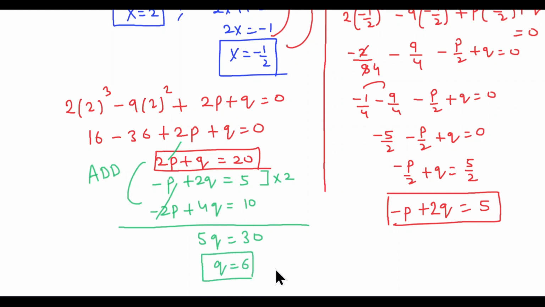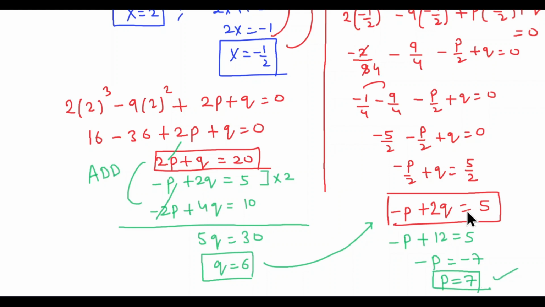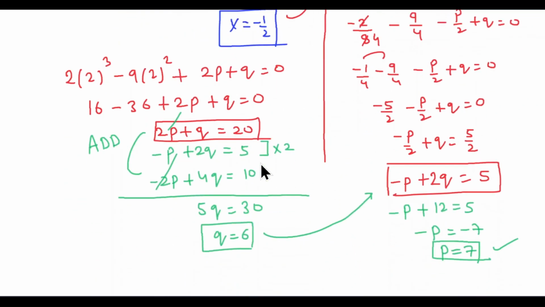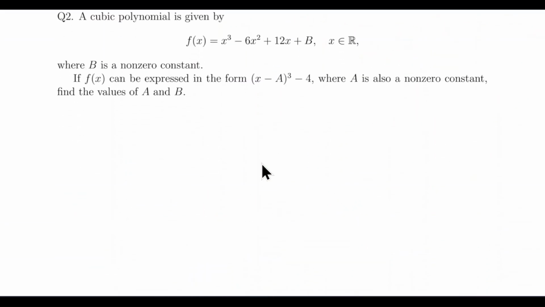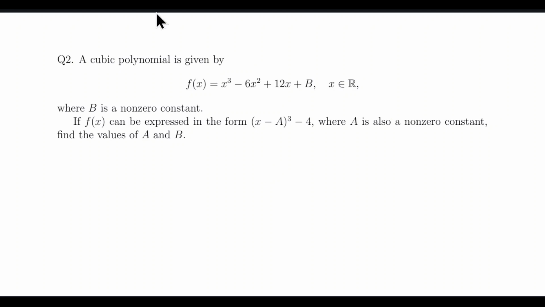That's what I'm getting. And if I want p, then I can substitute this q over here. Negative p plus 12 is equal to 5. Subtracting 12 from both sides, it's negative 7. So p is 7. So these are the values of p and q. Hope this makes sense.